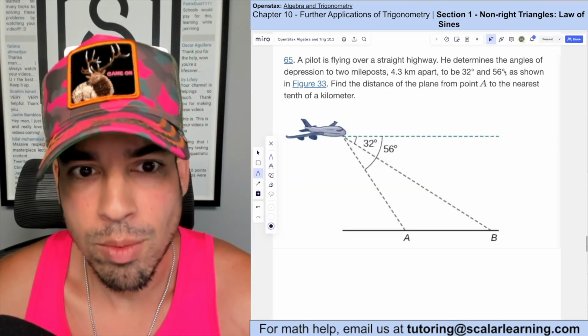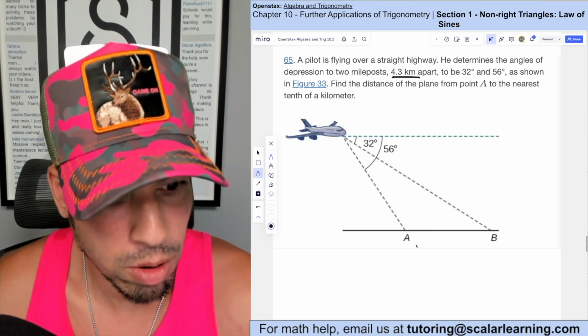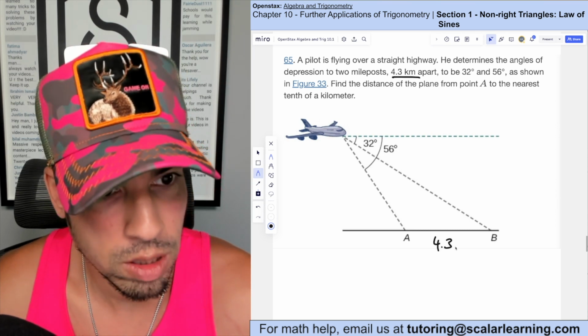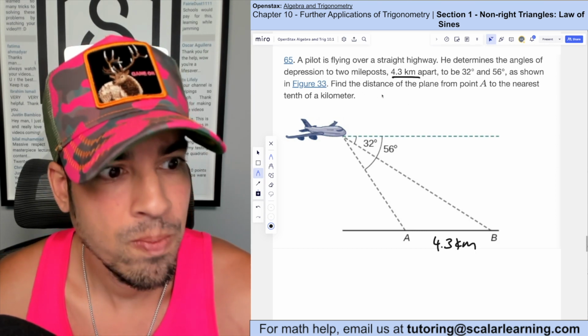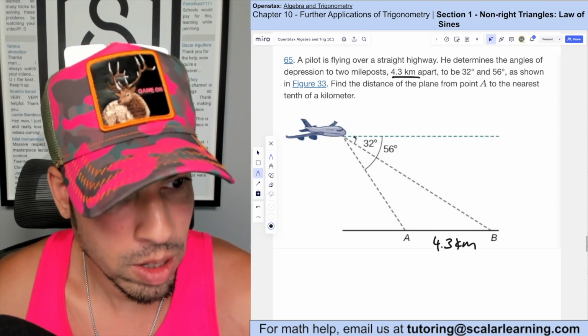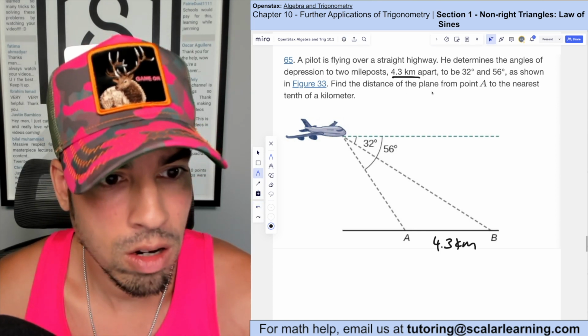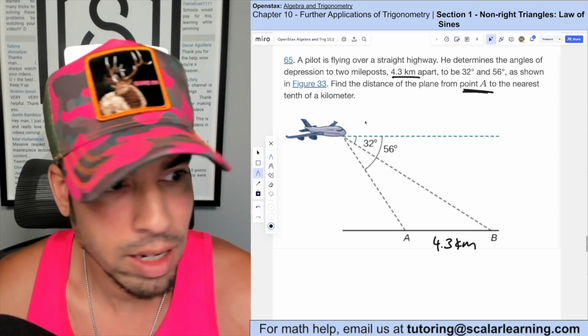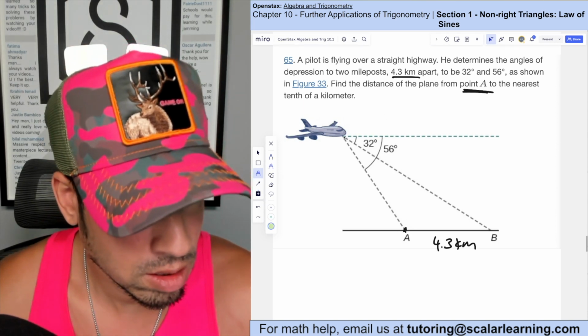Boom, done. A pilot is flying over a straight highway. He determines the angles of depression to two mileposts 4.3 apart. So these two are 4.3 kilometers apart. To be 32 and 56 is shown, and those are angles of depression, right? This is 32, this is 56. And find the distance of the plane from point A to the nearest tenth of a kilometer. So we want this distance here.